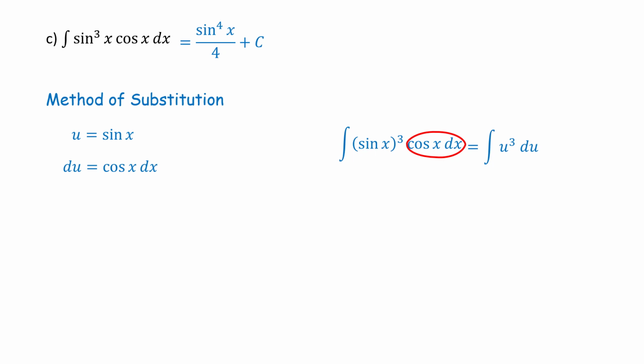Use the power rule for integration. That integral is 1/4 u to the 4th plus c, and then replace the u with sine x, which will give us the desired 1/4 sine to the 4th x plus c, just as it needed to be.